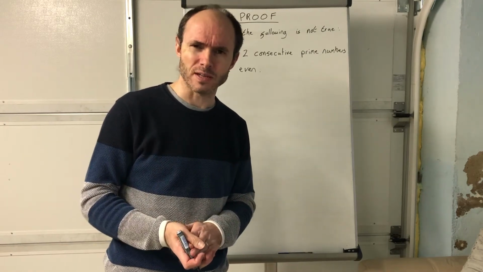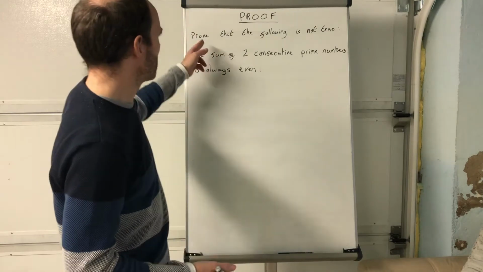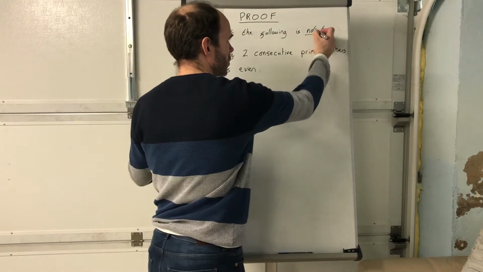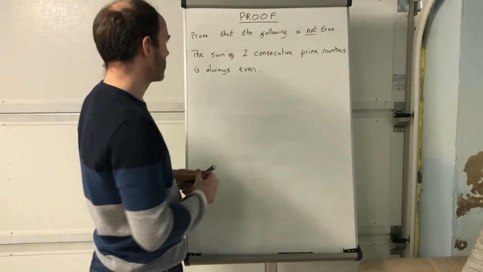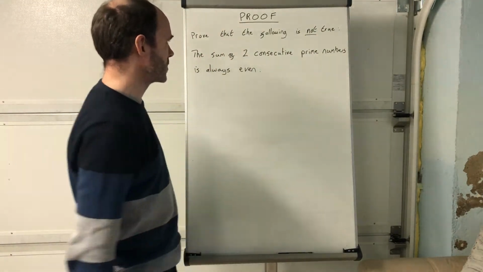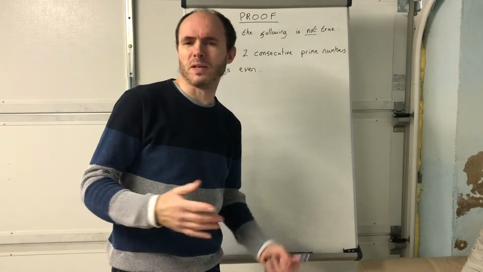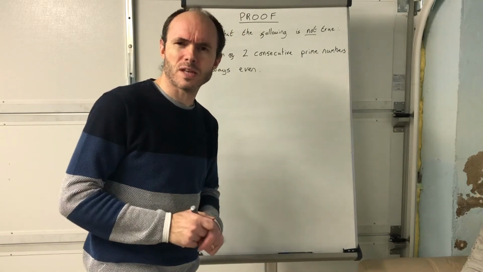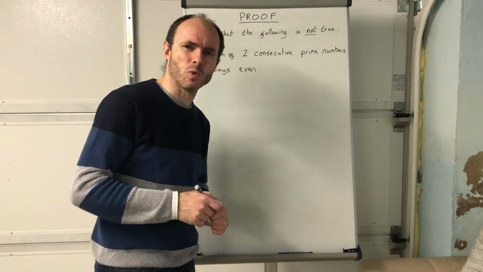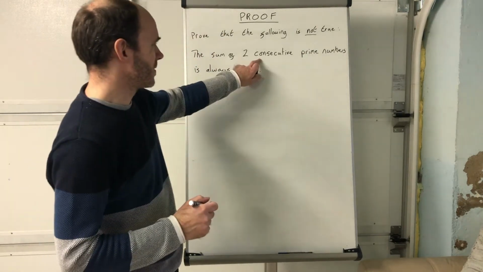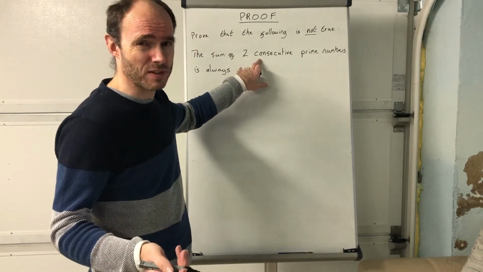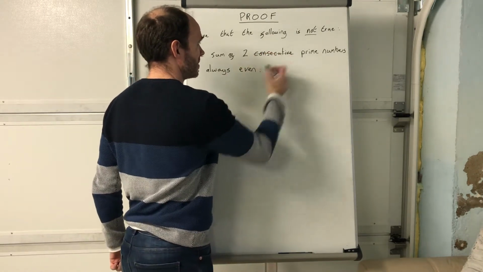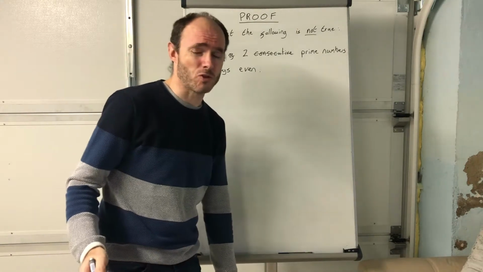Sometimes they're very easy. Have a look at this one. So prove that the following is not true. I've underlined the word not there just for emphasis. The sum of two consecutive prime numbers is always even. So it might be that somebody has said to you the sum of two prime numbers is always even. Now they might not necessarily need the word consecutive in there, because if I take the word consecutive out, it's still not true anyway.